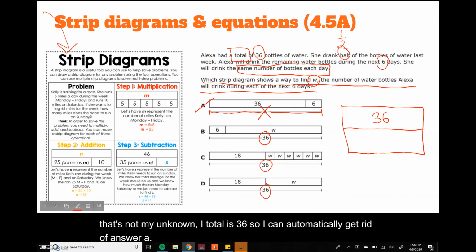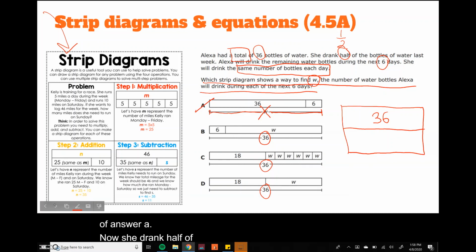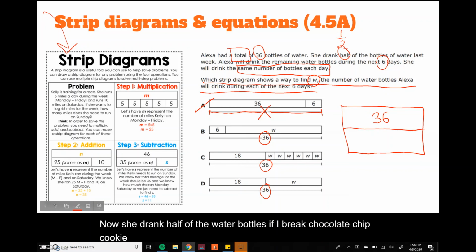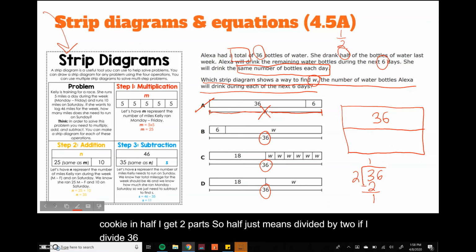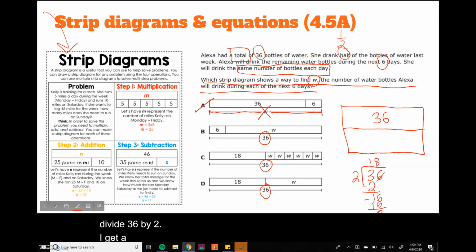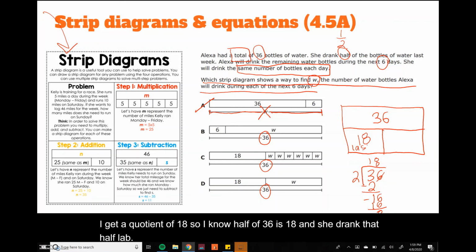Now, she drank half of the water bottles. If I break a chocolate chip cookie in half, I get 2 parts. So half just means divided by 2. If I divide 36 by 2, I get a quotient of 18. So I know half of 36 is 18, and she drank that half last week.